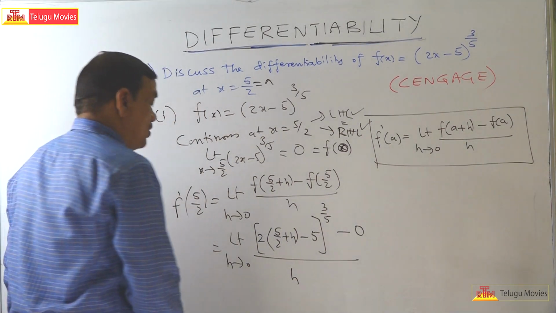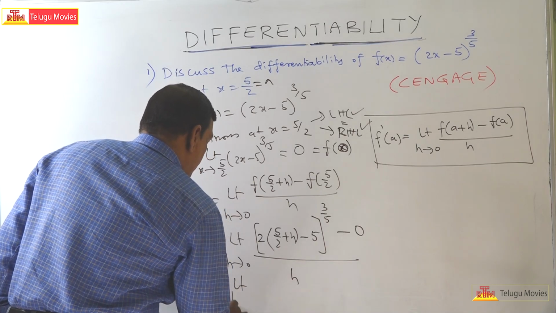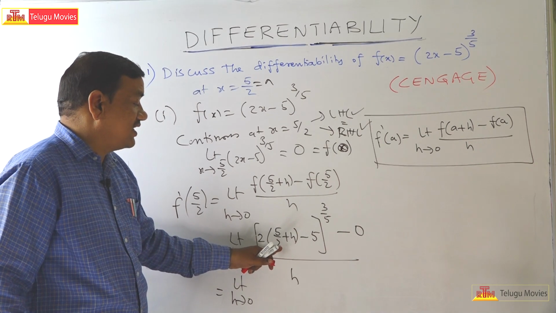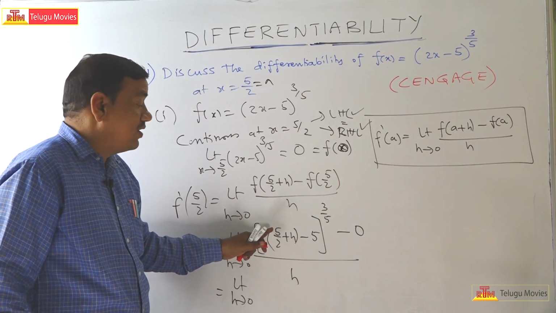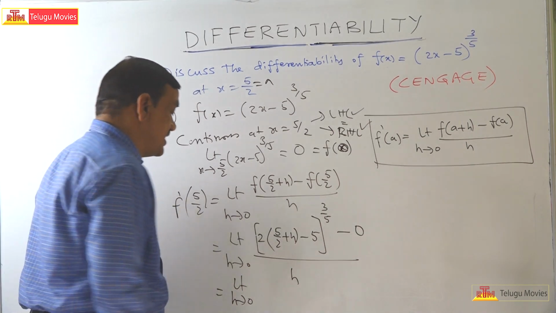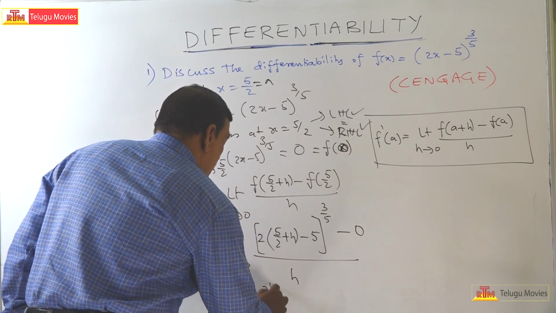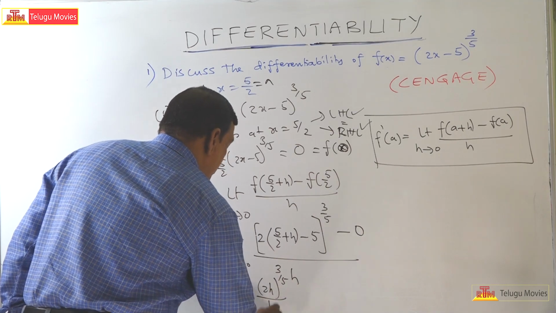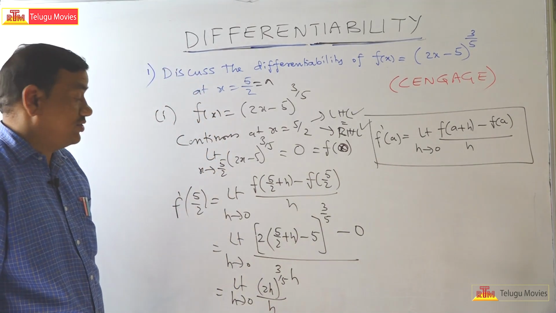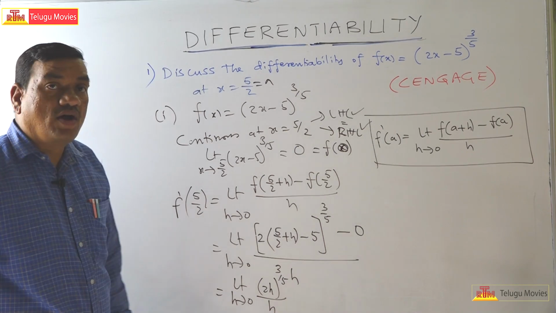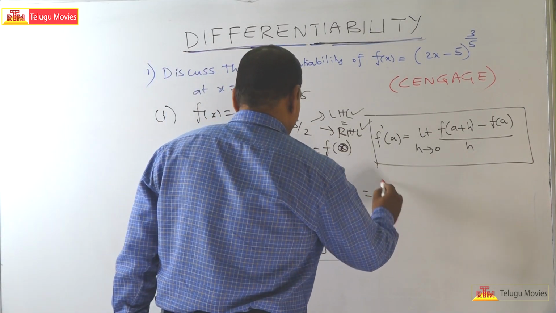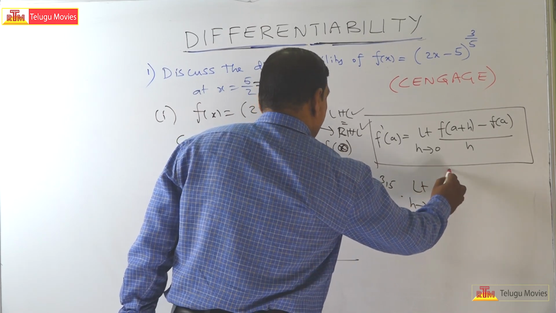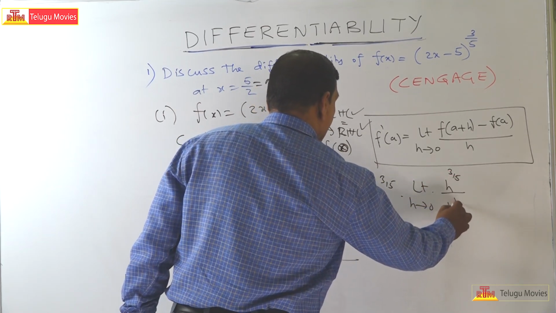So this is equal to limit h tends to 0. You multiply 2 inside, the 2 will get cancelled. Here 5 will come, plus 5 minus 5 also gets cancelled. So this is equal to (2h) whole to the power of 3 by 5 divided by h. Now, 2 to the power of 3 by 5 is a constant, it will come outside: 2 to the power of 3 by 5, limit h tends to 0, h to the power of 3 by 5 by h to the power of 1.